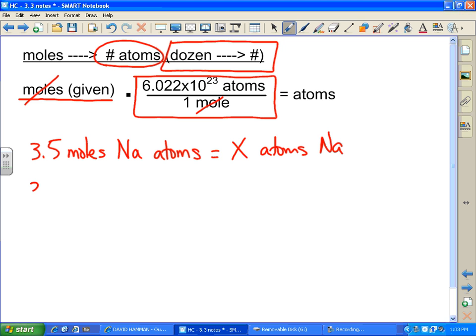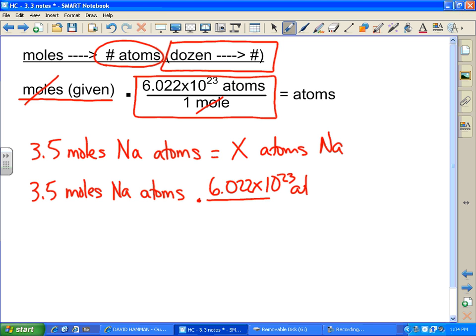So again, we set up our calculation. We have 3.5 moles of sodium atoms, and we multiply by a conversion factor, which is going to get us from moles to atoms. So we're going to have 6.022 times 10 to the 23rd atoms of sodium divided by 1 mole of sodium. As we can see here, moles cancel, and we are left with a calculation of 3.5 times Avogadro's number.